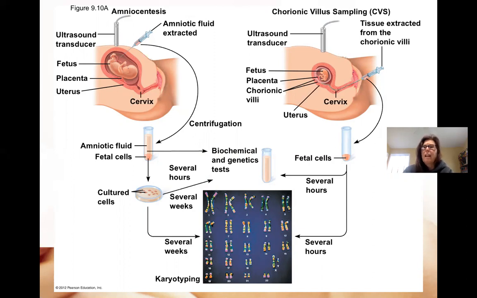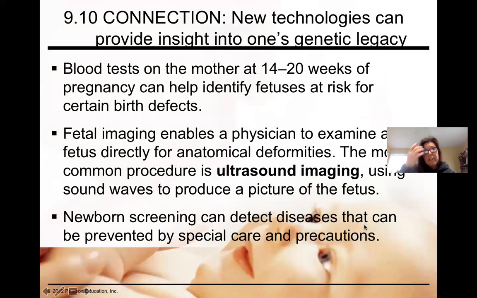And so with the CVS test, you can get your results back. Notice it says several hours versus weeks. Okay, so we can get those results back much faster, so that if there's decisions that you may want to make, you have that option. So a couple different tests. Now, they will tell you with both tests, there is a risk of miscarriage. So there's a lot of decisions that have to be made. And hopefully none of you have been in that position where you've had to make those decisions or have those tests run, because they're very scary.